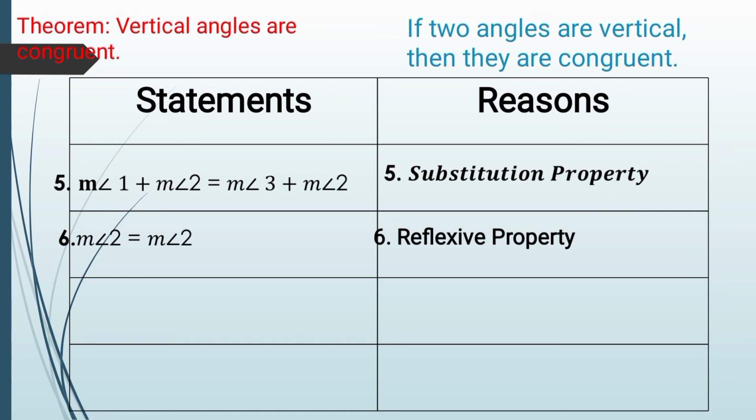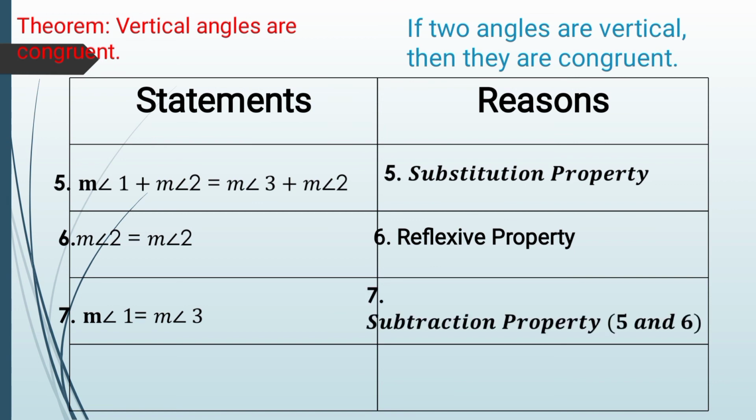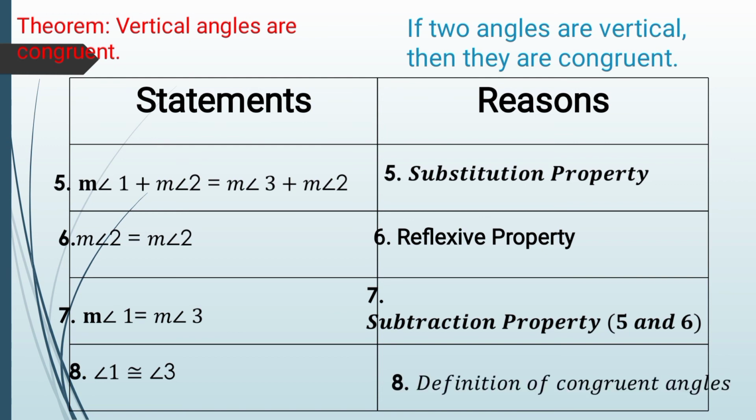And from this, we can conclude for statement 7 that the measure of angle 1 is equal to the measure of angle 3 by the subtraction property. So we used statement number 5 and statement number 6 to conclude statement number 7. And lastly, for the 8th statement, we conclude that angle 1 is congruent to angle 3 by the definition of congruent angles. We have now proven that vertical angles are congruent, and angle 1 is congruent to angle 3.